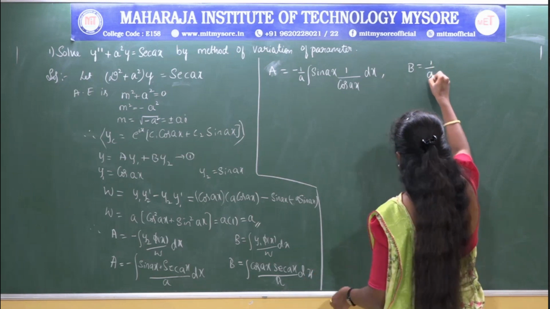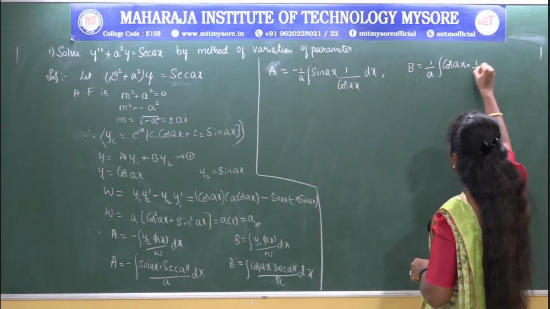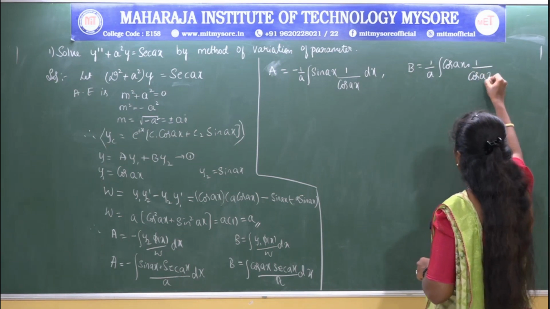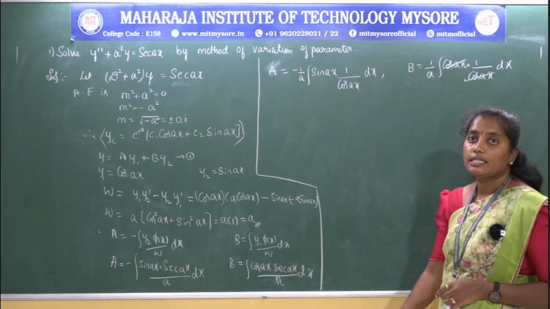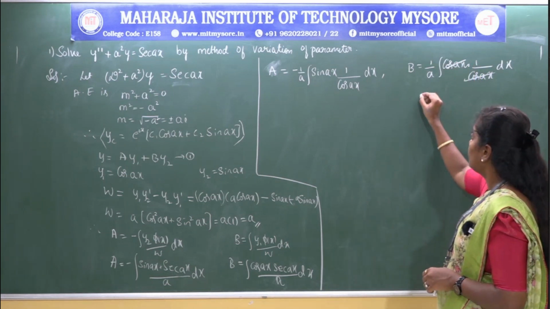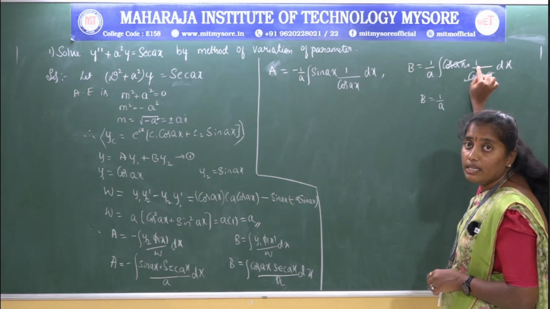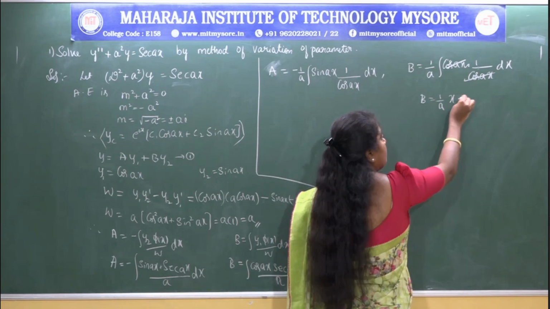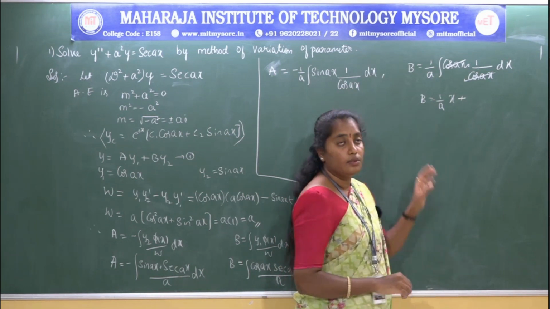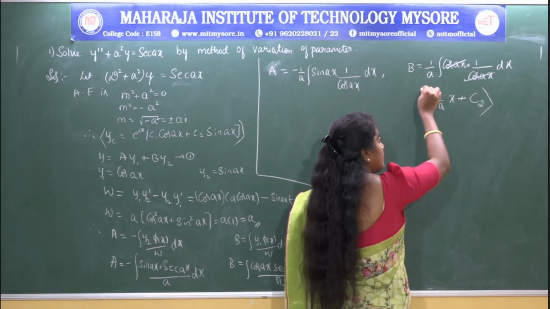And B can be written as, again, 1 over a is the constant term, cos ax into secant is 1 by cos ax, with respect to x, and the cos ax gets cancelled. Then B is equal to 1 by a, the remaining element is 1 here, and integration of 1 is equal to x plus integral constant. Since this is the second term, I will write the integral constant as c2.